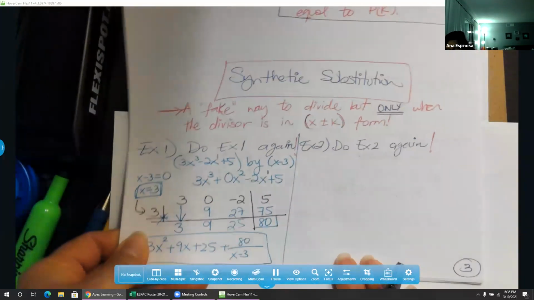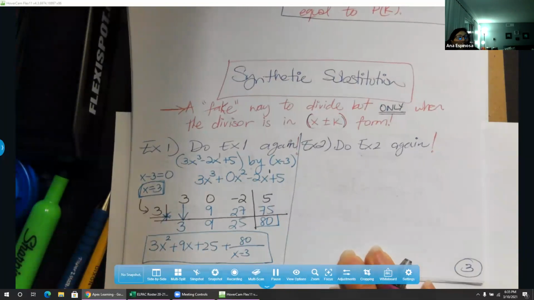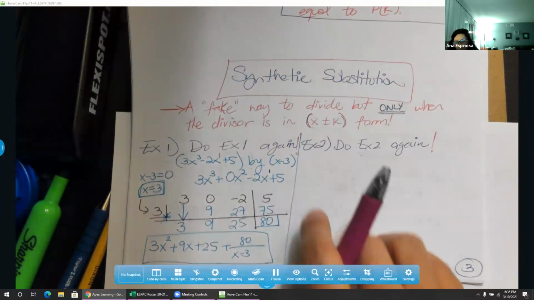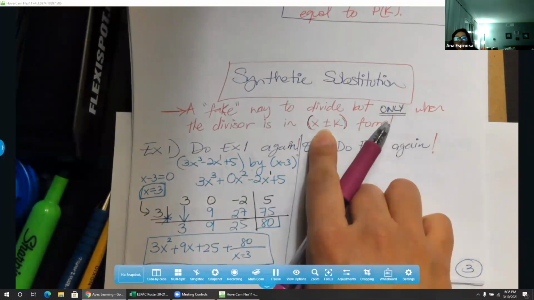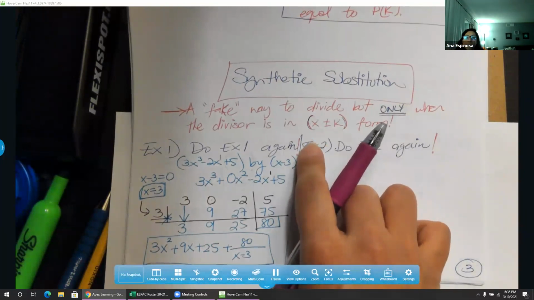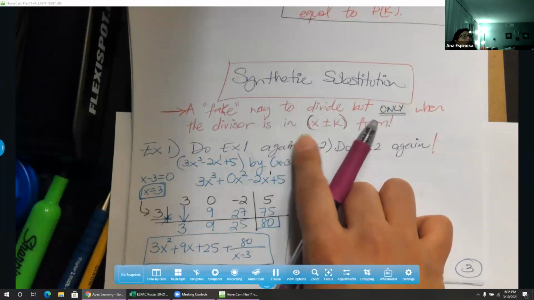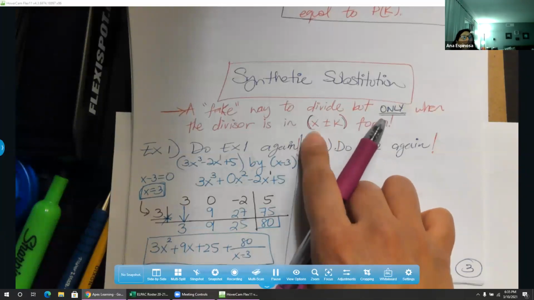All right, let's do synthetic substitution. So synthetic, as you know, is fake. Synthetic substitution is a fake way to divide, but only when the divisor is in this form. So you can only use this shortcut. Yes, this is a shortcut, when you've got a binomial that is a divisor.